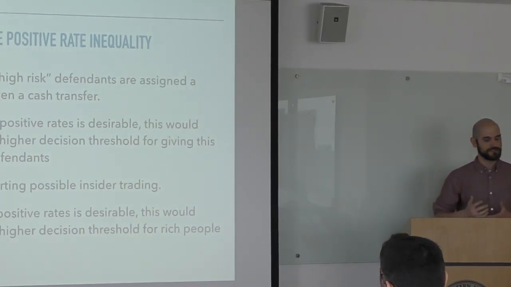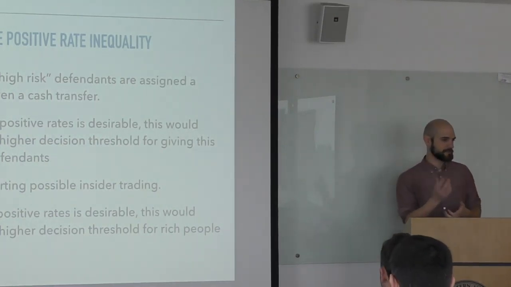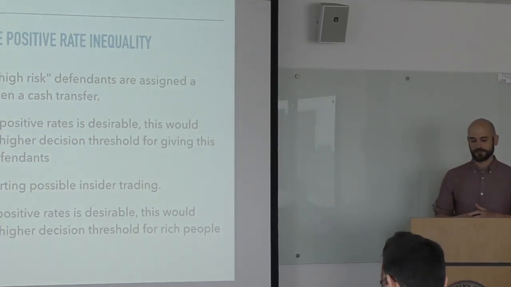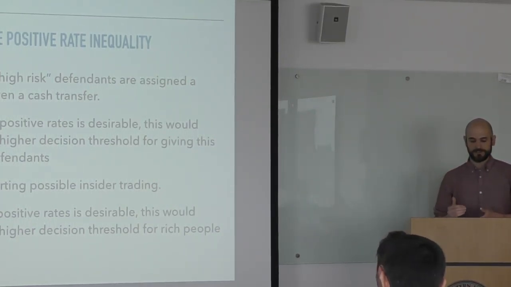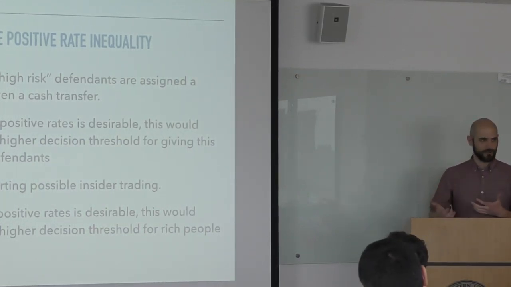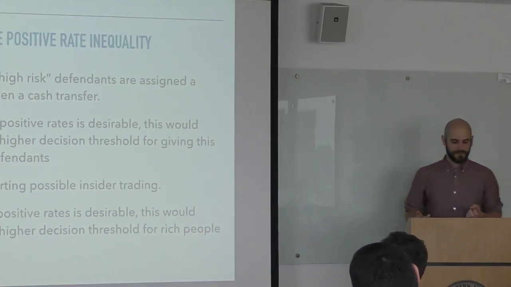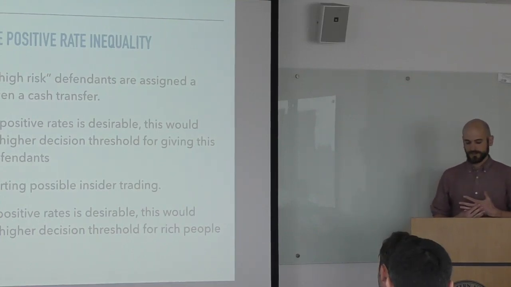So same predictor, but a different decision process. This, of course, would still give you false positive rate inequality and false negative rate inequality. But if you really cared about equalizing false positive rates, that would mandate setting a higher threshold in this case. But in this case, the higher threshold is for who you're going to try to benefit.